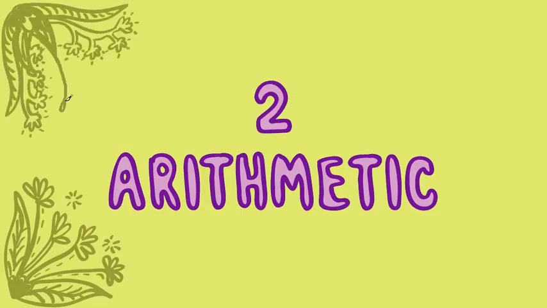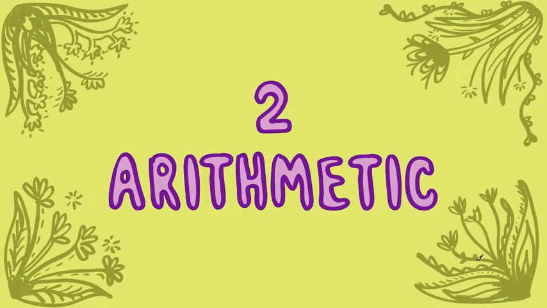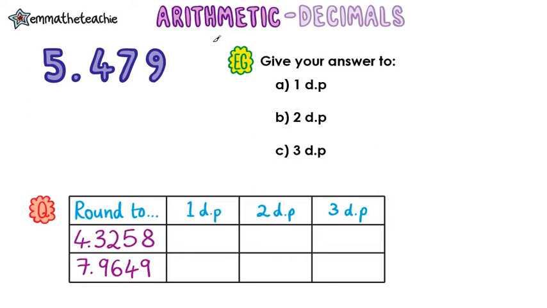Number 2, arithmetic. Now we're going to look at decimals. You could be asked to give your answer to 1 decimal point, 2 decimal points, 3 decimal points, etc. So this is our decimal point. And you always look at the number after the decimal point that you've been asked for. So when we're asked for 1 decimal point, we're actually going to look at the 7. And the 7 will determine whether or not the 4 stays as a 4 or whether it rounds up.